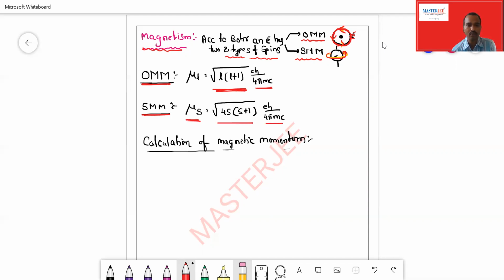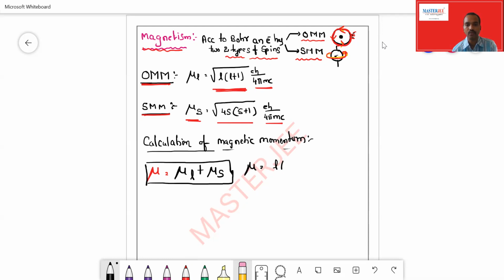So overall, for this electron, how can you find the magnetic moment? Mu is the sum of the orbital magnetic moment and the spin only magnetic moment. So mu equals mu L plus mu S, which we can write as root over L(L+1) eh by 4 pi mc plus root over 4S(S+1).